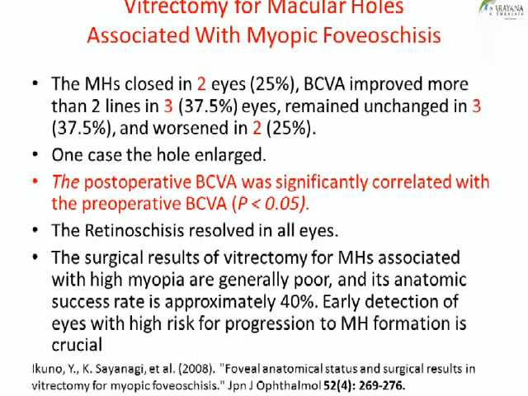So vitrectomy for macular holes associated with myopic foveoschisis, they don't do very well. In this study, the macular hole closed in 2 eyes, the vision improved 2 lines in 3, remained unchanged in 3, and worsened in 2 eyes. And in one case the hole enlarged. The post-operative BCVA was significantly correlated with the pre-operative visual acuity. But the retinoschisis resolved in all cases. The surgical results of vitrectomy for macular holes are not as good as when you do it just for a retinoschisis type. So you have to keep a close follow-up, and early detection is important.